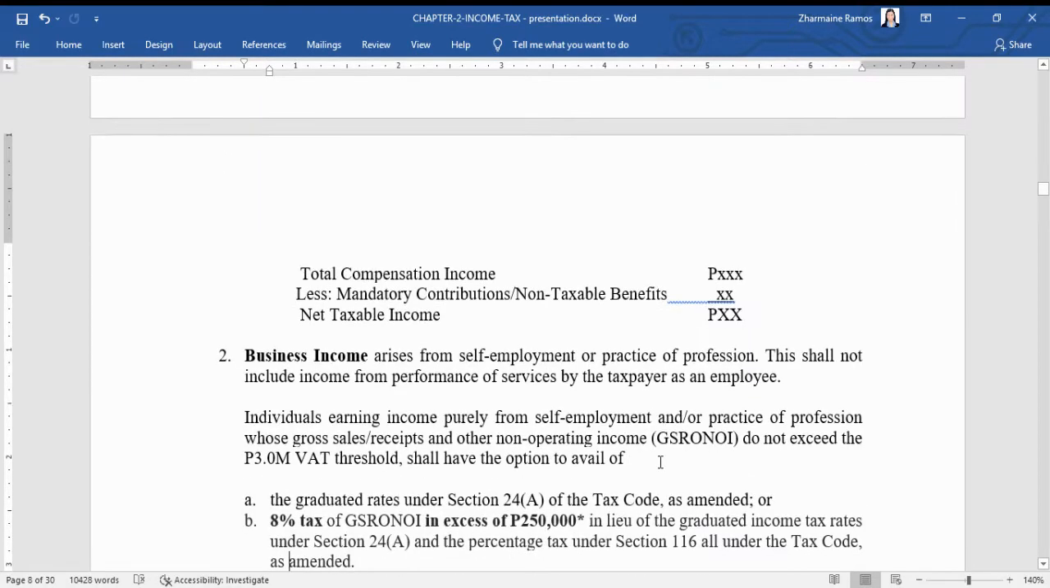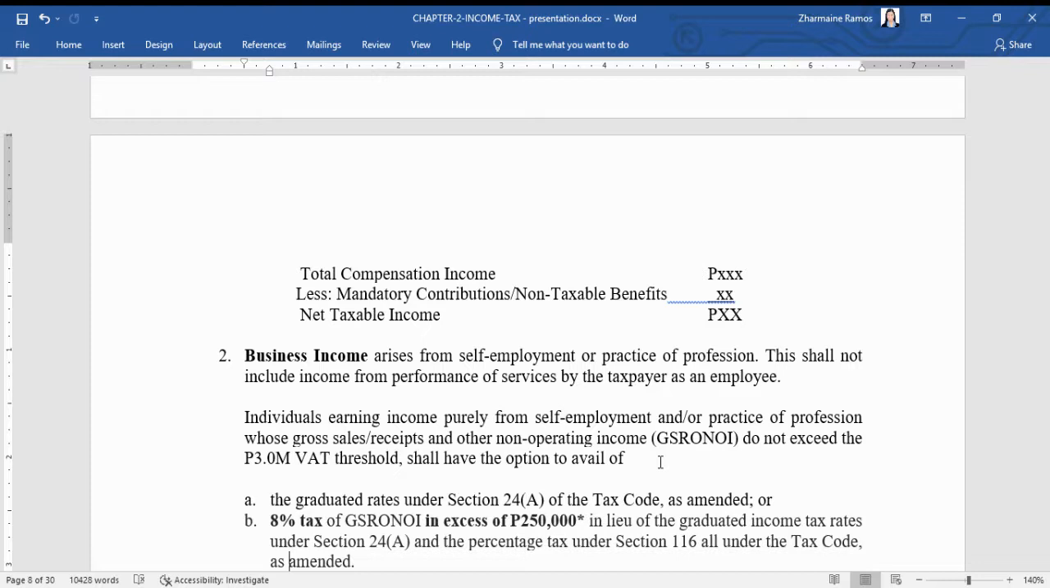Another one is the business income. So, business income arises from self-employment or practice of profession. This shall not include income from performance of services with the taxpayer as an employee. So, kapag business income, yun lang yung income mo na nanggagaling sa pagpapractice mo ng profession. For example, CPA ka, nagbo-bookkeep ka, nag-render ka ng bookkeeping services. So, ang tawag sa binabayad sa'yo ay business income.